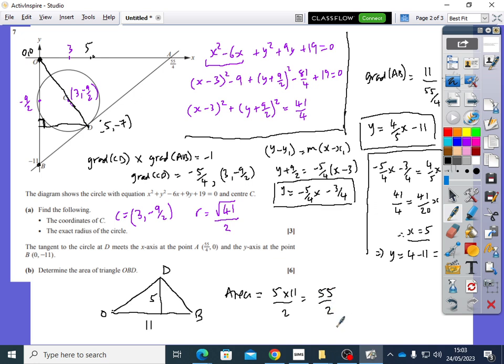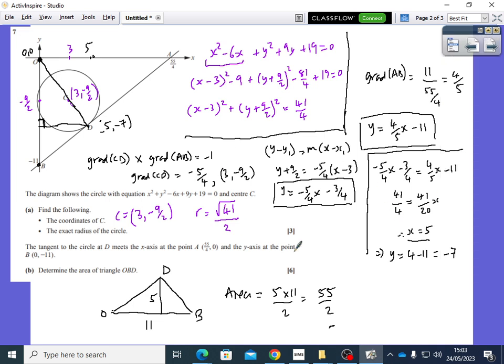Okay, so it seems a bit of a long-winded rant. There's a lot: you've got the circles, you've got the equation of the straight line, you've got the intersection, and then you've got to go back and just be careful when you work out this area. And you can leave that as a top-heavy fraction. If you want to halve it, you can. I'm quite happy for you to leave it as just 55 over 2. Okay.